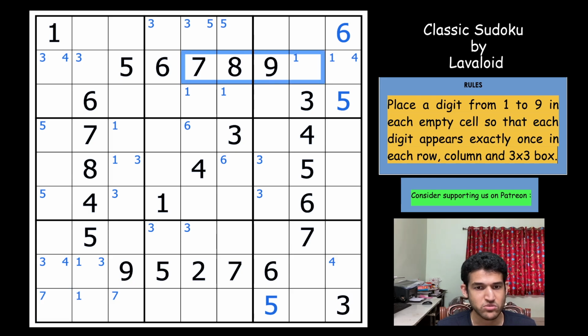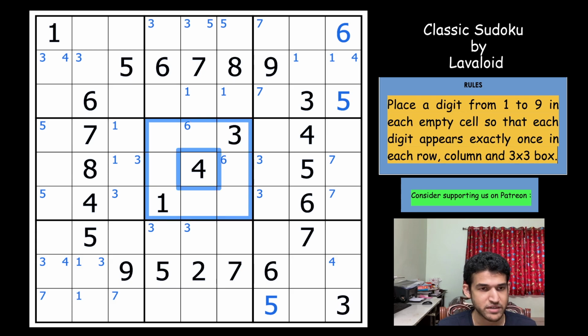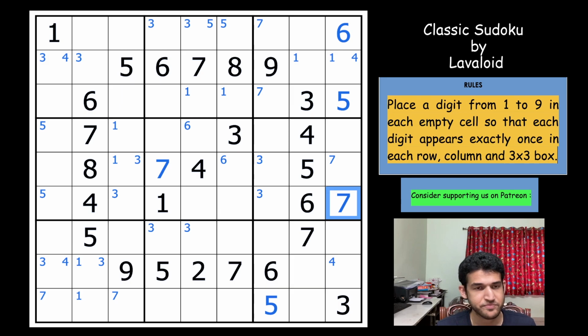7 is not in row 2, 7 is not in column 8, so 7 goes in these two cells, and that puts a 7 here. Okay, coming to middle box, there is only 1 7. One cell left for the 7 in middle box, so that goes here, and that pushes the 7 into this cell.